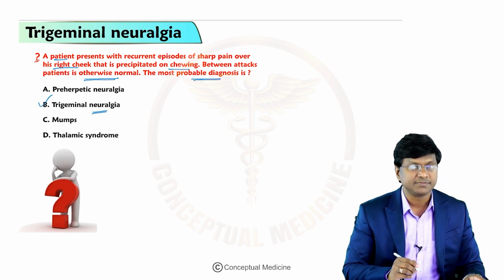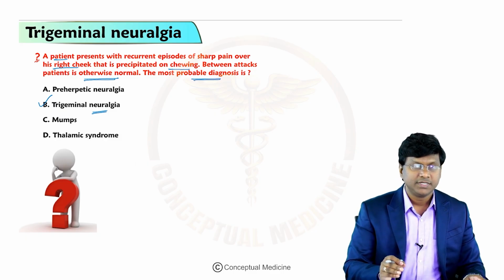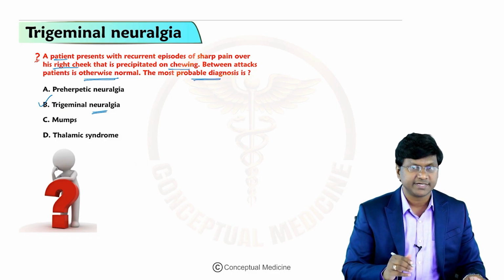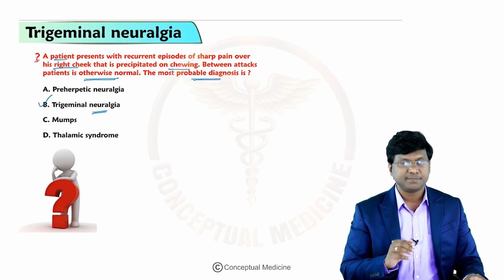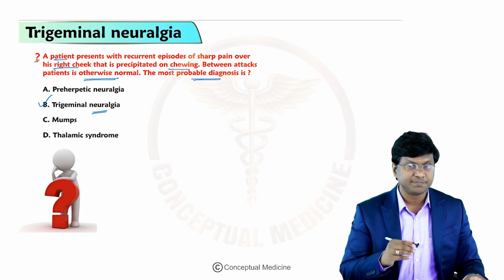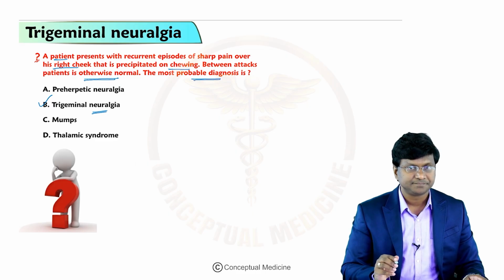In patients with trigeminal neuralgia, they have recurrent episodes of sharp pain, and most commonly it is present over the right cheek. Mostly the pain will be unilateral. This pain of trigeminal neuralgia gets precipitated on chewing, and between the episodes, the individual is otherwise normal.